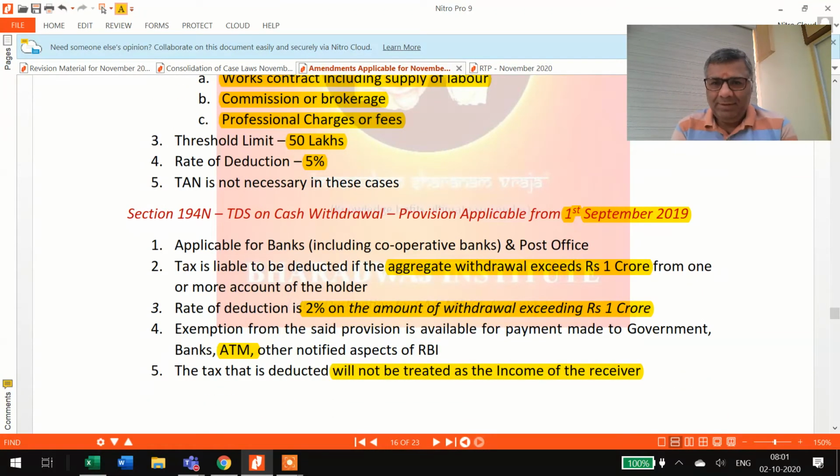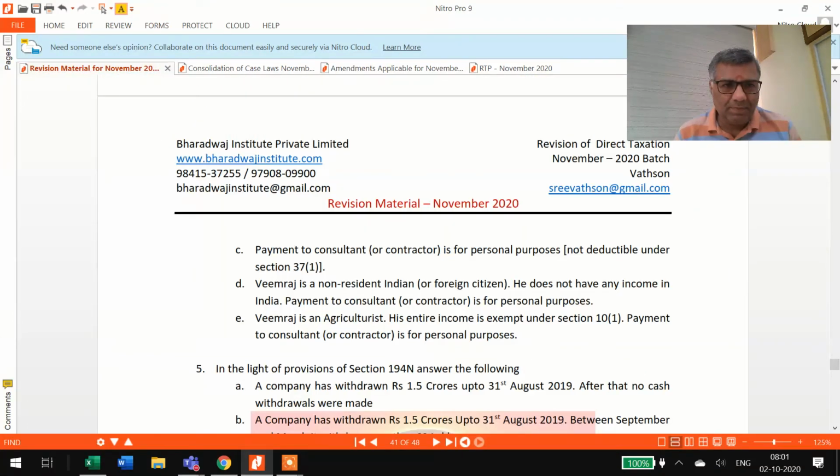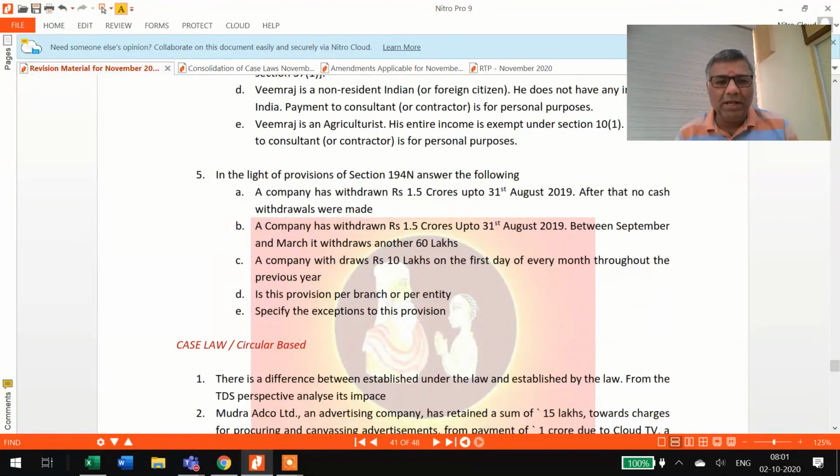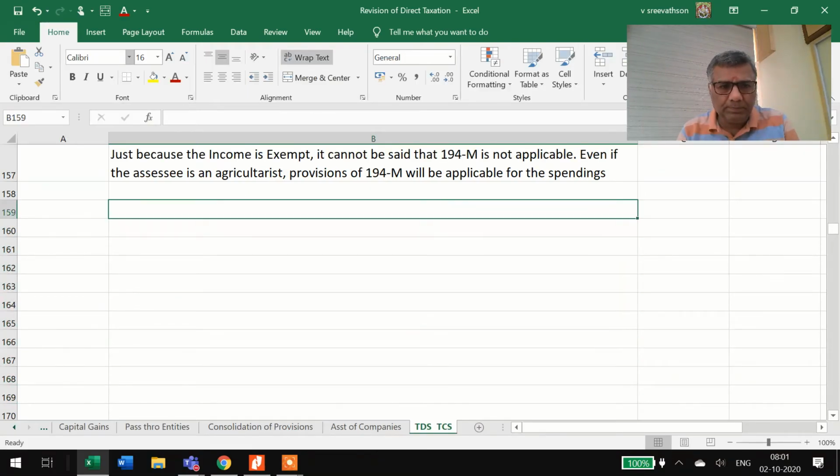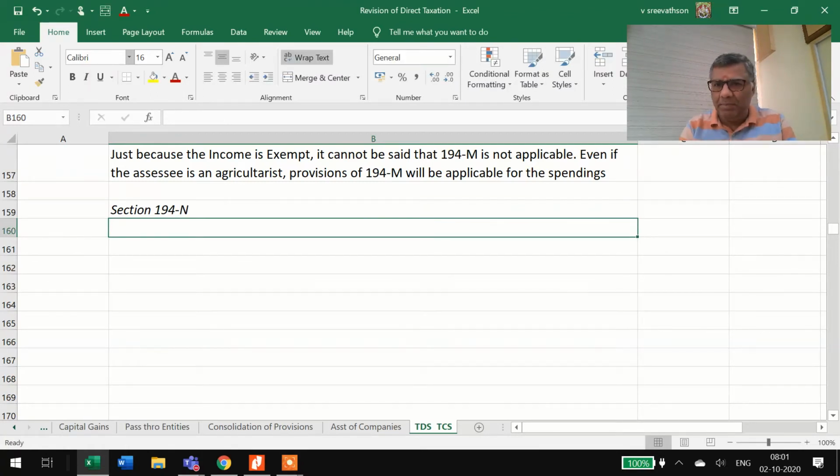Next is 194N. In the light of the provisions of section 194N, answer the following. Let me go to the base law. Section 194N, again a questionable area.